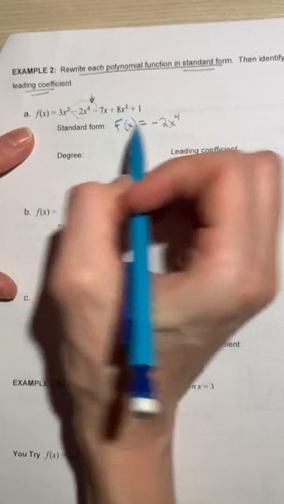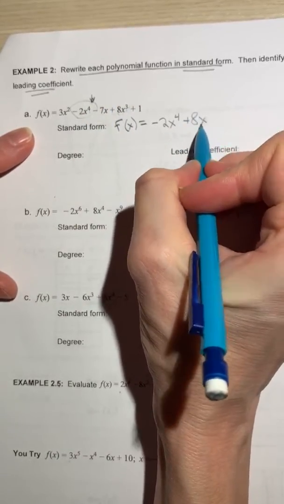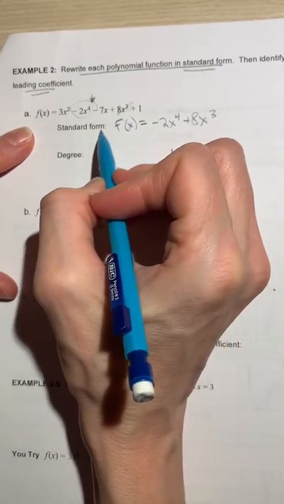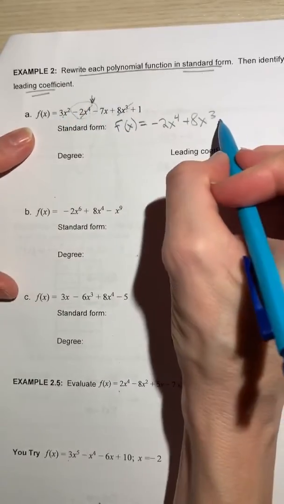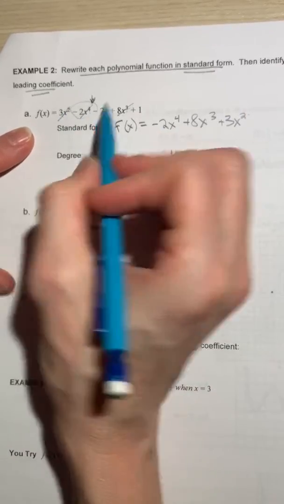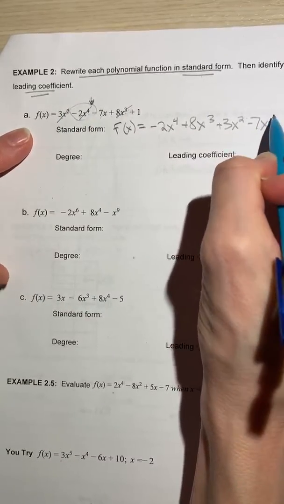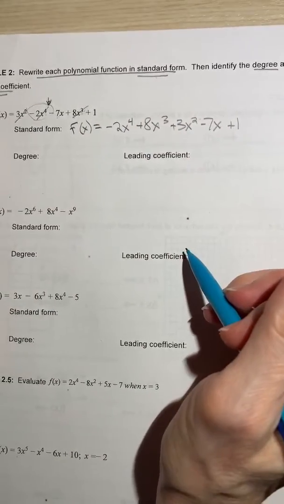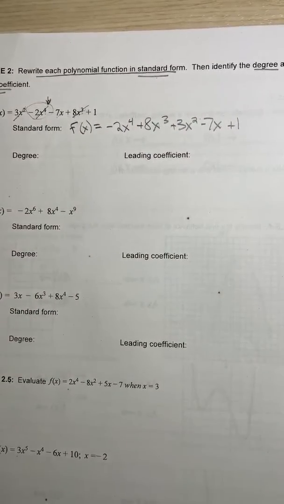So the next term that comes will be plus 8x to the 3rd. So I've used that one, used that one. Then 3x squared. Next biggest exponent, minus 7x. This is x to the 1. Constant term hanging off the end. So now I'm in standard form.